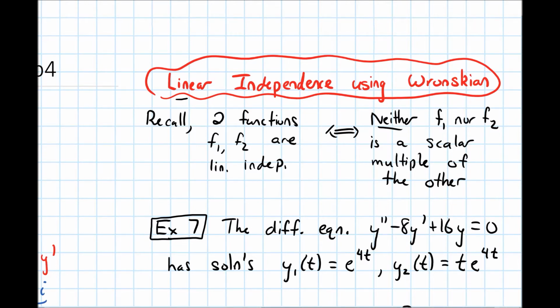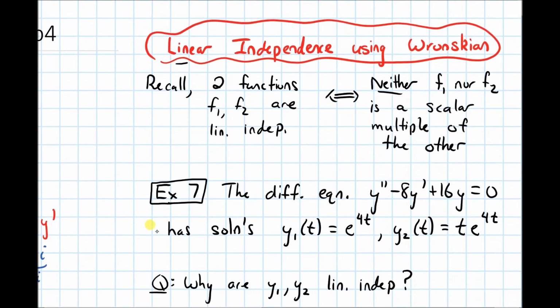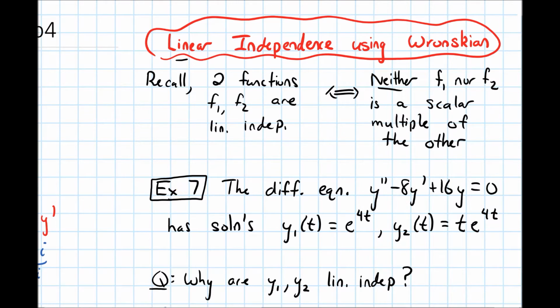So we've been talking about differential equations, and we've looked at this example in a previous video where we had y double prime minus 8y prime plus 16y equals 0, and we found that this had solutions. So the function e to the 4t was a solution, and the function t times e to the 4t was also a solution. And we talked about the fact that we wanted to find two linearly independent solutions to this differential equation, because for a second order homogeneous equation like this, the set of solutions should be two-dimensional. So I should be able to find two linearly independent solutions to it.